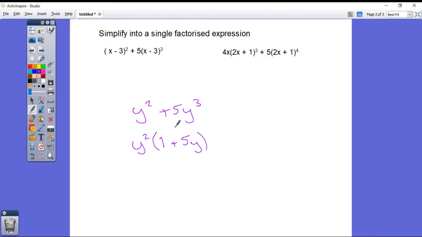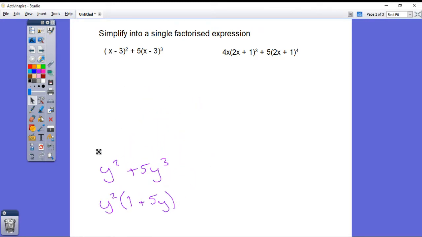Now that question that I've just done is identical to that one up there, but instead of the y, we've got bracket squared plus 5 lots of the bracket cubed. So just going to move this out the way a second. Reading that as bracket squared plus 5 bracket cubed is quite good, because the common factor is the bracket, they're identical brackets. So our common factor then is going to be x minus 3 squared.